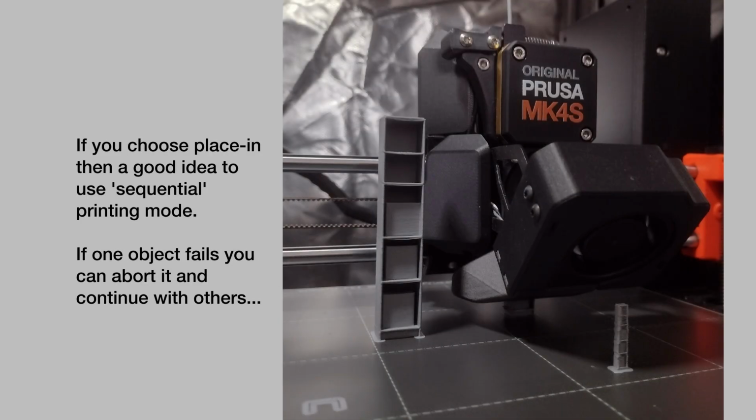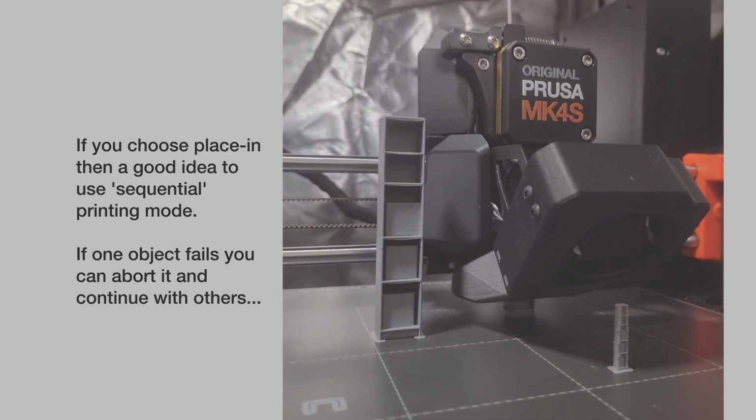Some other tricks of the trade. If you're separately printing furniture, it's often much more productive to use sequential printing of the items. This reduces stringing. And if one piece of furniture faults, you've got the option to cancel just that one item rather than losing the entire collection.